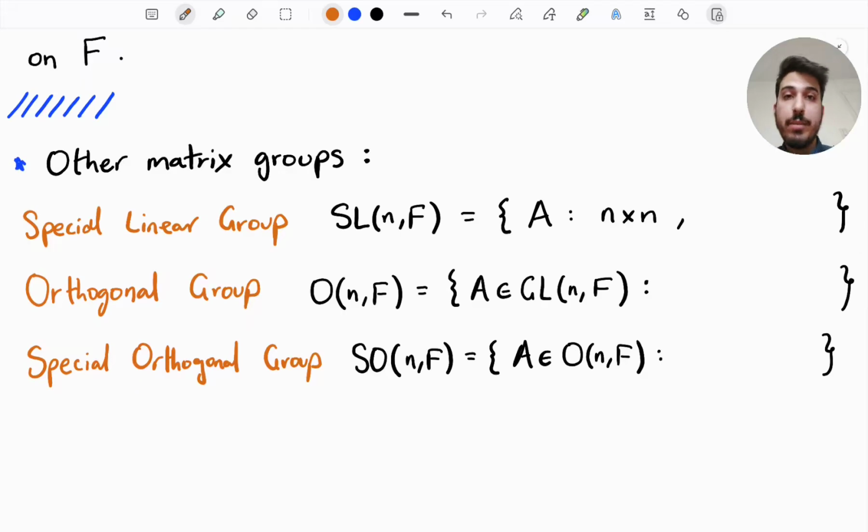The last thing to cover in matrix groups is three more special types of matrix groups.